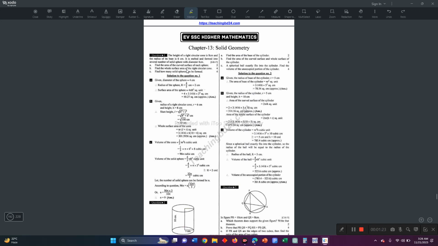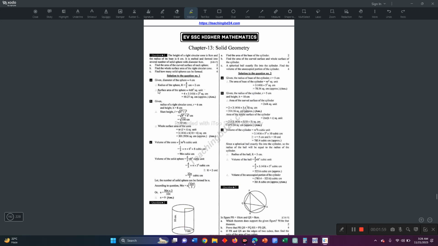As we know, the area of the curved surface for a sphere is 4 pi r square, and the diameter is given. That means d is equal to 4 centimeter. So the radius of the sphere will be d by 2. That means capital R is equal to only 2 centimeter. And if we put this value of capital R in the formula for surface area of a sphere, that is 4 pi r square, then we will determine the value for the area of the curved surface of the sphere.